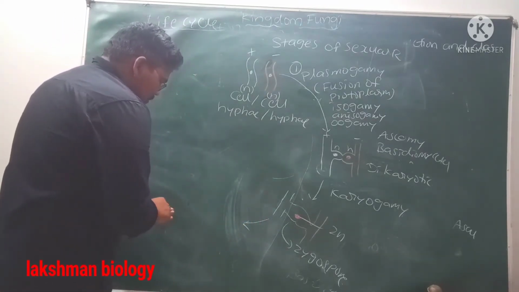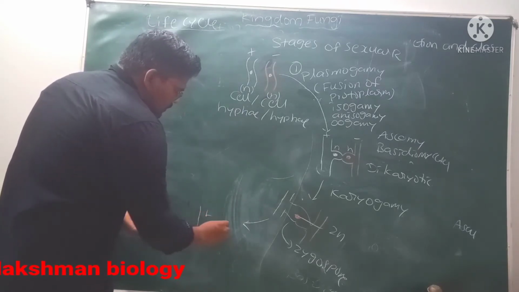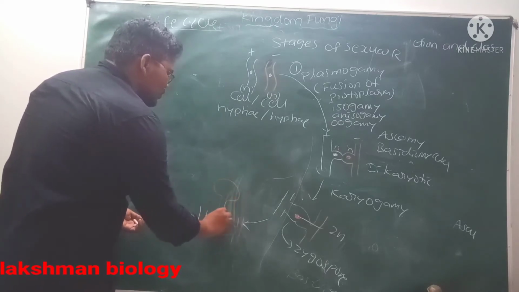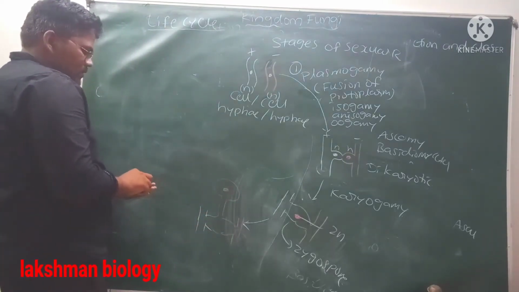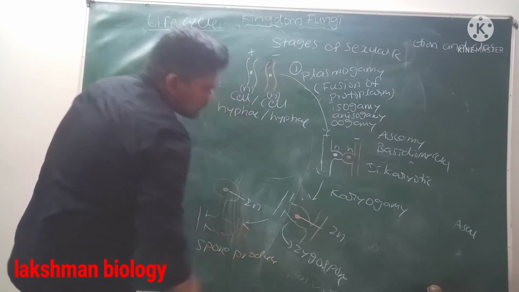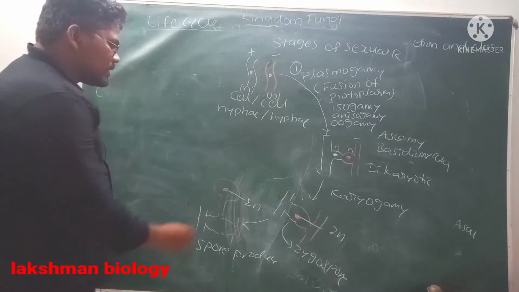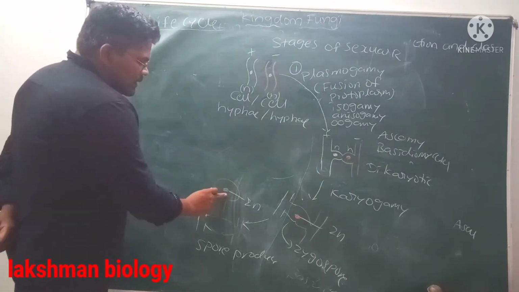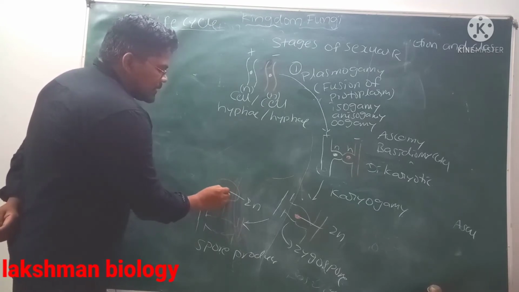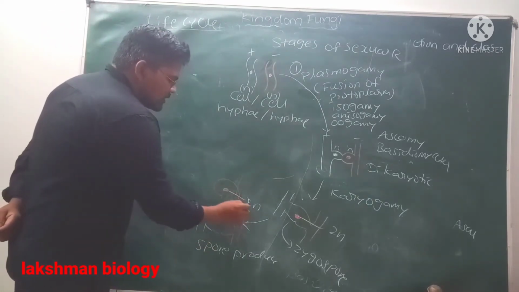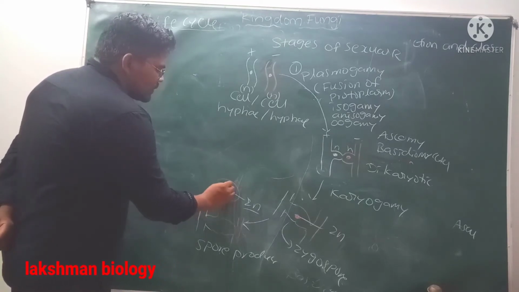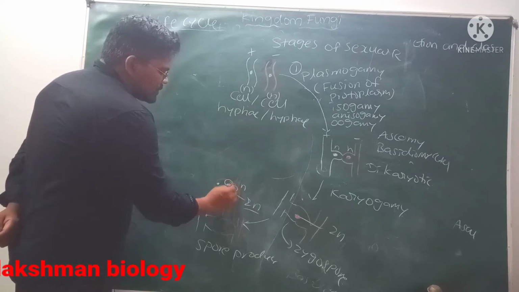That zygote, or zygospore, will form the spore producing structures. We can see the formation of the spore producing structure from the zygospore or from the zygote. Again within that sporangium we can see the formation of spores by the division of the nucleus. Here this nucleus is 2n, which is divided by meiosis. What is meiosis? Meiosis is a reductional division which leads to the formation of haploid spores within the sporangium.